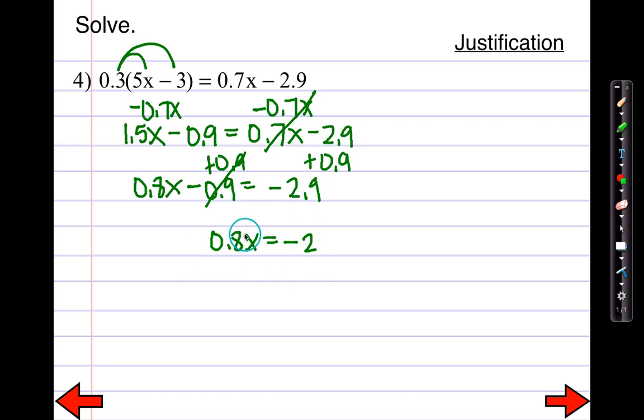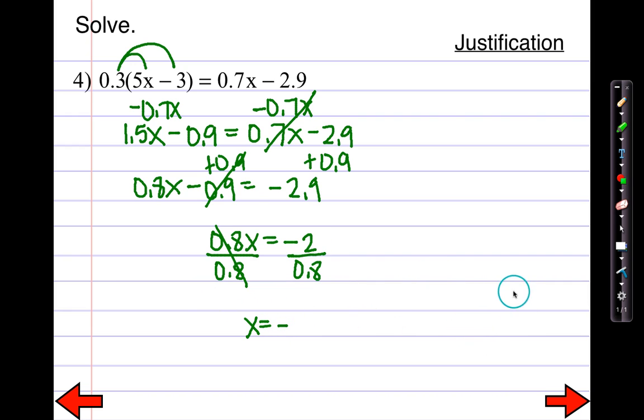Now, last but not least, I want to get rid of the coefficient. So we're going to divide both sides by 8/10. So here, to get x, I'm just going to have to divide. First I'm going to decide right now, a negative divided by positive is a negative. I don't want to get it wrong because I forgot the sign.